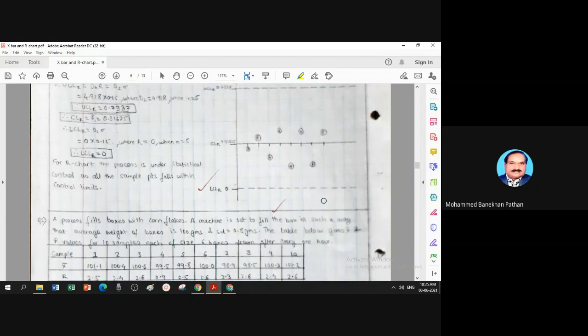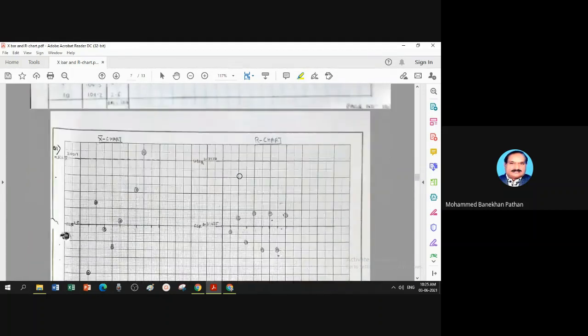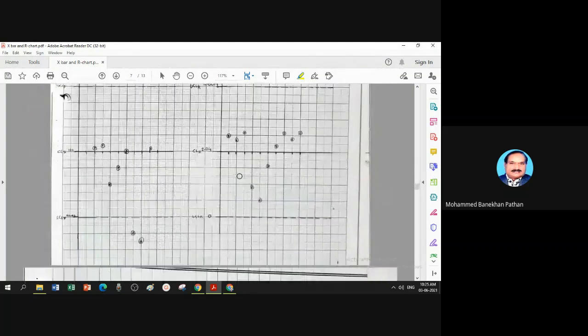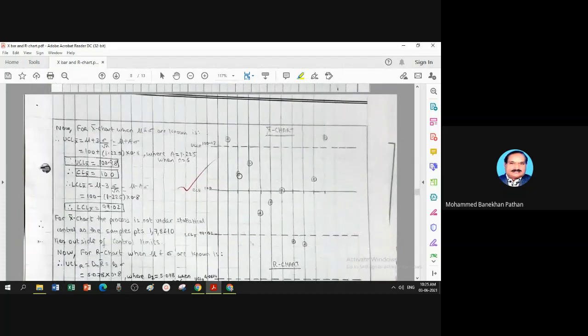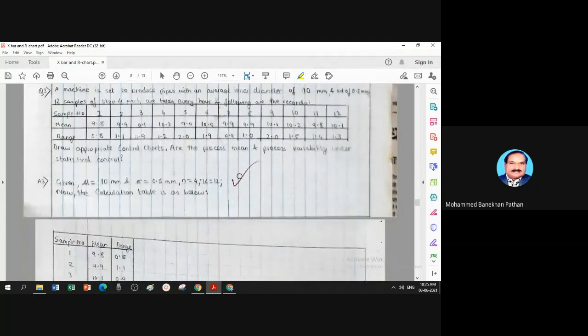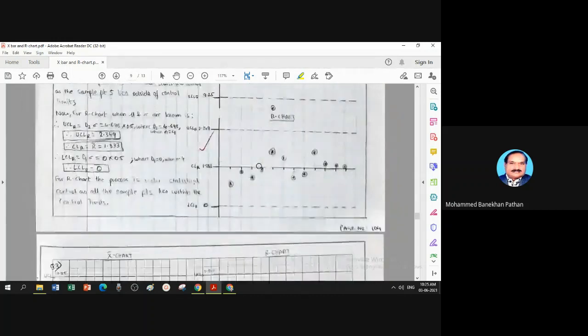So this is the way of solving a question on the R chart and X bar chart when standards are given. I will not repeat questions 2 and 3 because they are similar to question number 1; questions 1, 2, 3 are parallel. Now we go to question number 4, where standards are not given. Let us speak about question number 4.